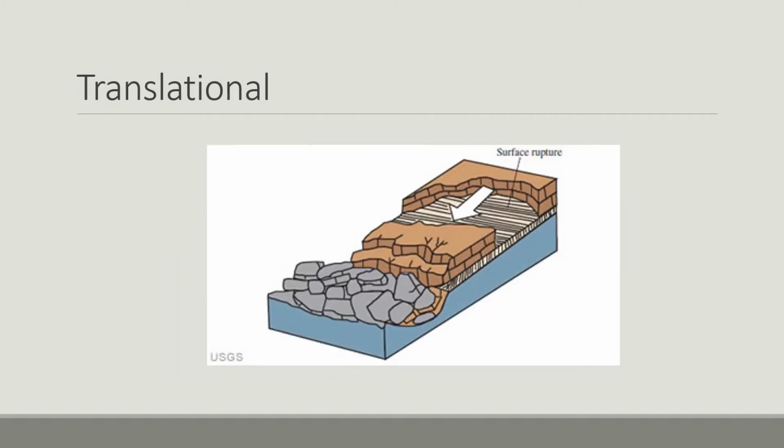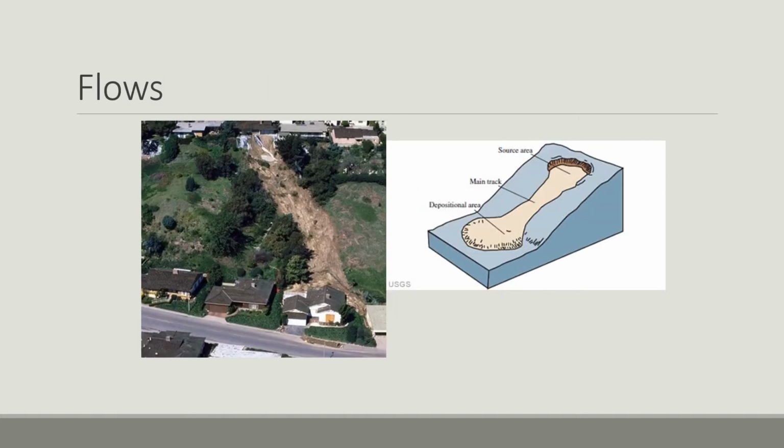And so we get a little more of this rotational where it kind of slumps and then sits in one spot. When we look at translational, we're actually moving over a surface, so a weakened surface, as again a cohesive amount of material, but it tends to be able to move a greater horizontal distance because it's moving and not slumping down and giving in to gravity, but continues to move downhill.